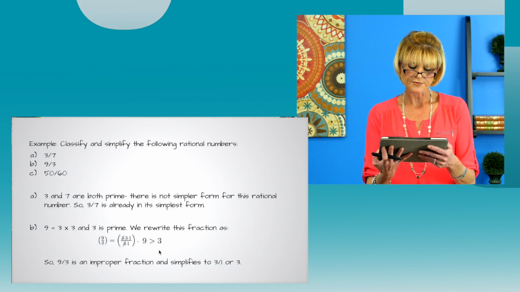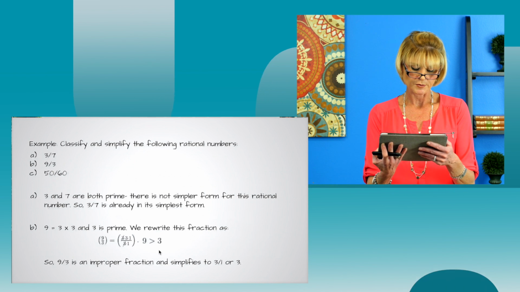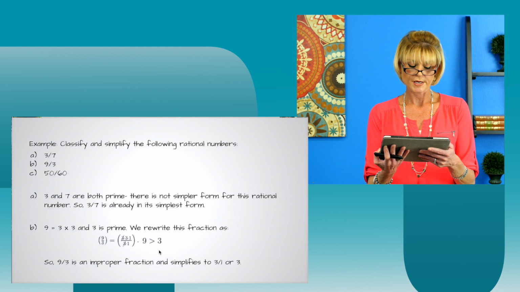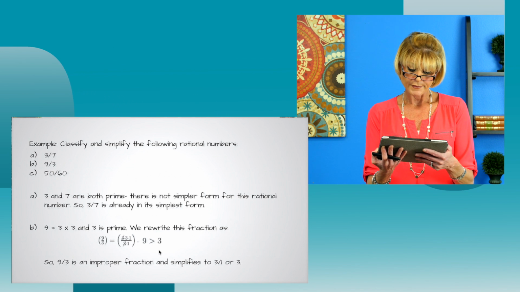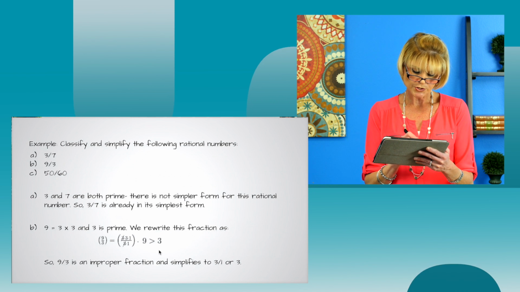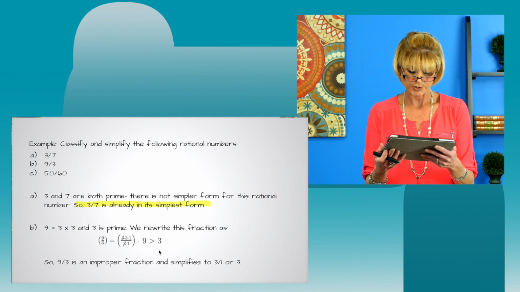Here's an example. Classify and simplify the following rational numbers: 3/7, 9/3, and 50/60. So with the first one, 3 and 7 are both prime. So there's not a simpler form for this rational number. So 3 over 7 is already in its simplest form.